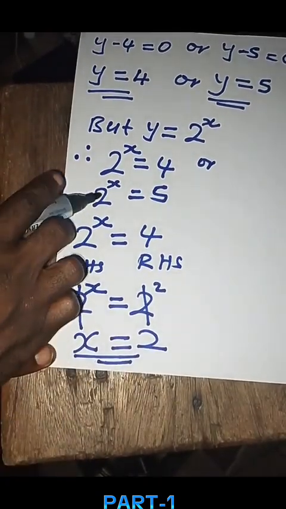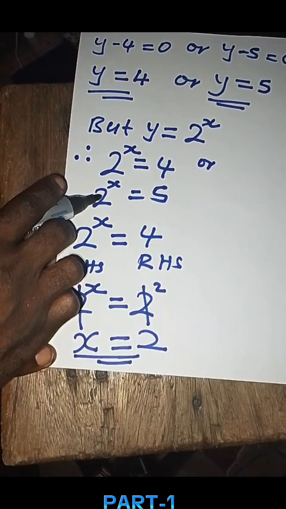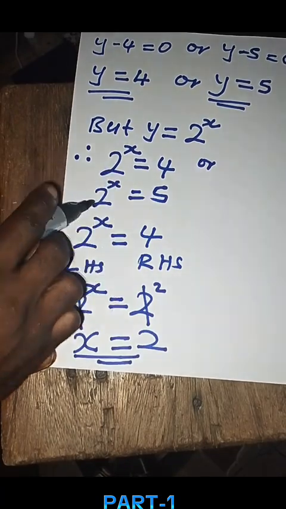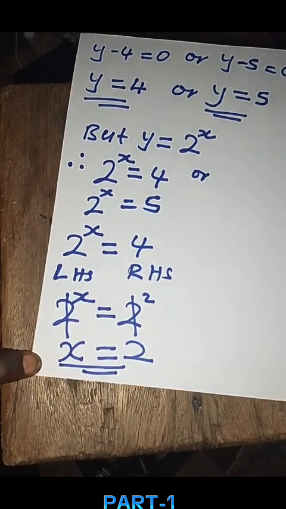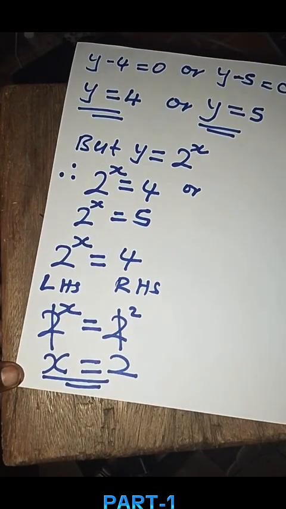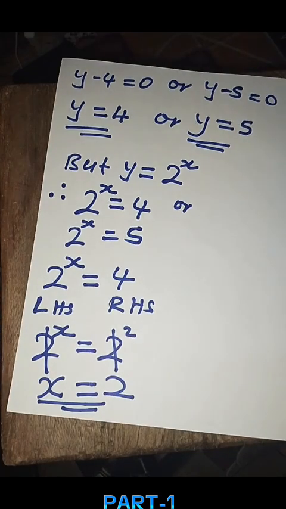But we still have another value, 2 to the power x is equal to 5. View the second video for you to learn how to solve the next value.